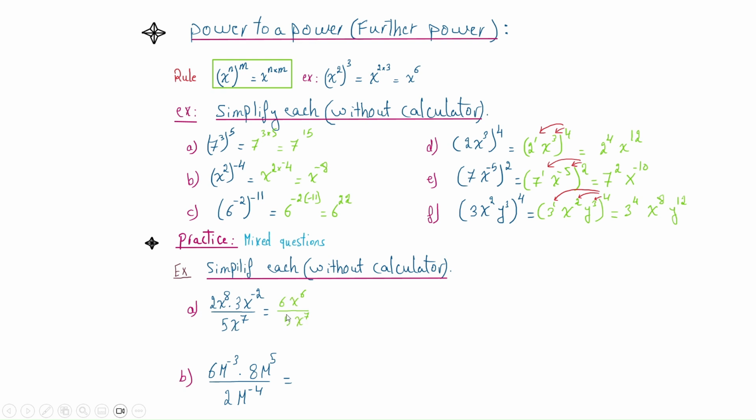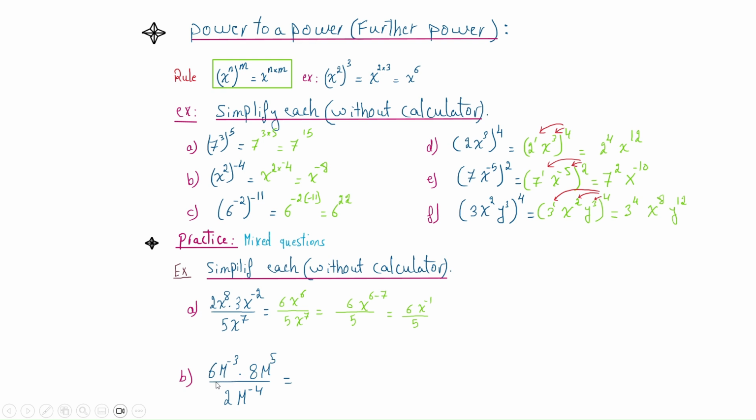Now 6 over 5, we can't simplify them more. So we're going to keep them. X to the power of 6 over x to the power of 7: we subtract the exponents, 6 minus 7 is negative 1. So we're going to end up with 6x to the power of minus 1 over 5. I hope that you got the question.